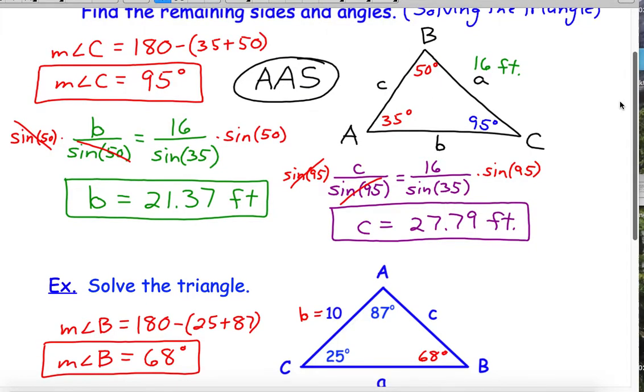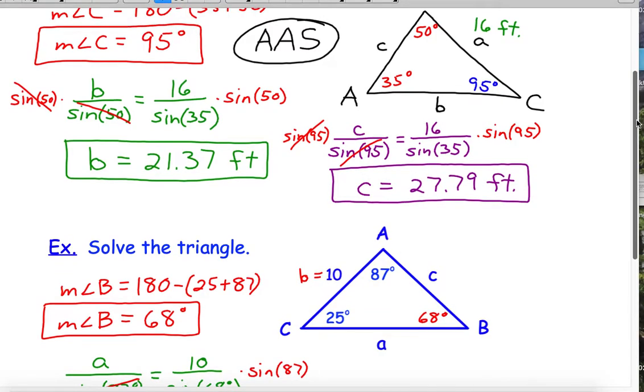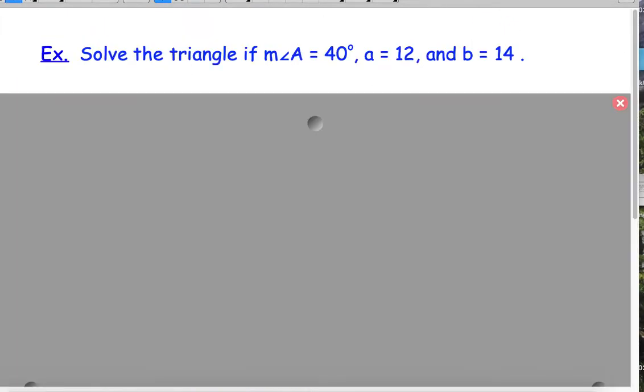This one we had angle, angle, side. That was also a variation of the angle, side, angle. And that was another way of proving triangles congruent. Let's look at the next example.